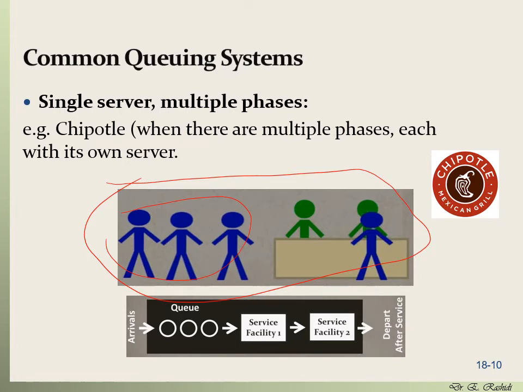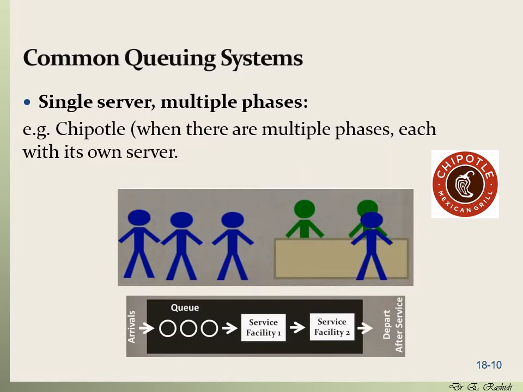And we have two phases here, phase 1 and phase 2. Each phase here has one single server: one server for phase 1, one server for phase 2. So when it's a customer's turn, he or she goes to the first phase, and the server serves him or her. When done, he or she goes to the next server, and after that quits the system, and then comes the next person.